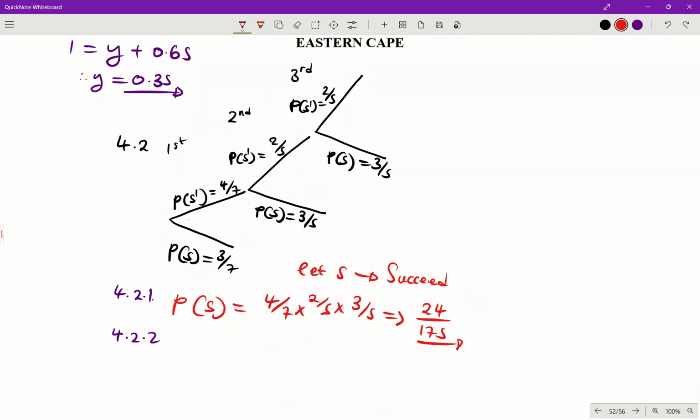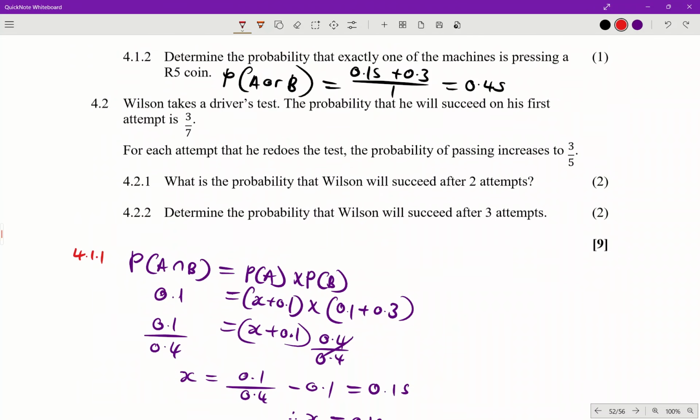So just going to say, okay, the first attempt is this one. The second attempt is this one. The third attempt is this one here. I think I made a mistake here. They said after 2 attempts, now I went to 4 attempts, to 3 attempts, sorry. So this is the first attempt, and then the second attempt. Remember, this was the first attempt, guys. The first attempt, the second attempt. Understand? Because this is what they told us here, that for each attempt he redoes, the probability of passing increases to 3 over 5. So this is what they told us about the second attempt there.